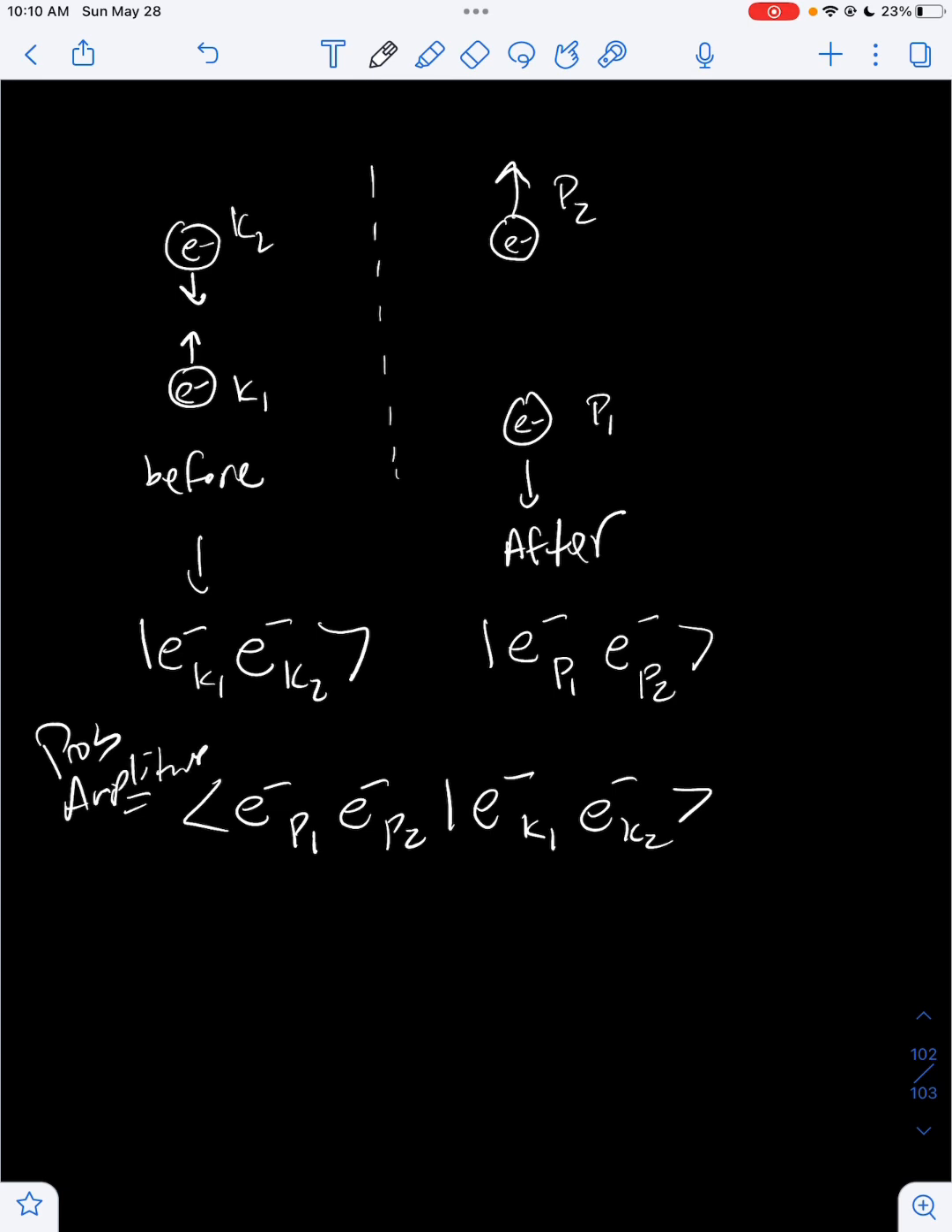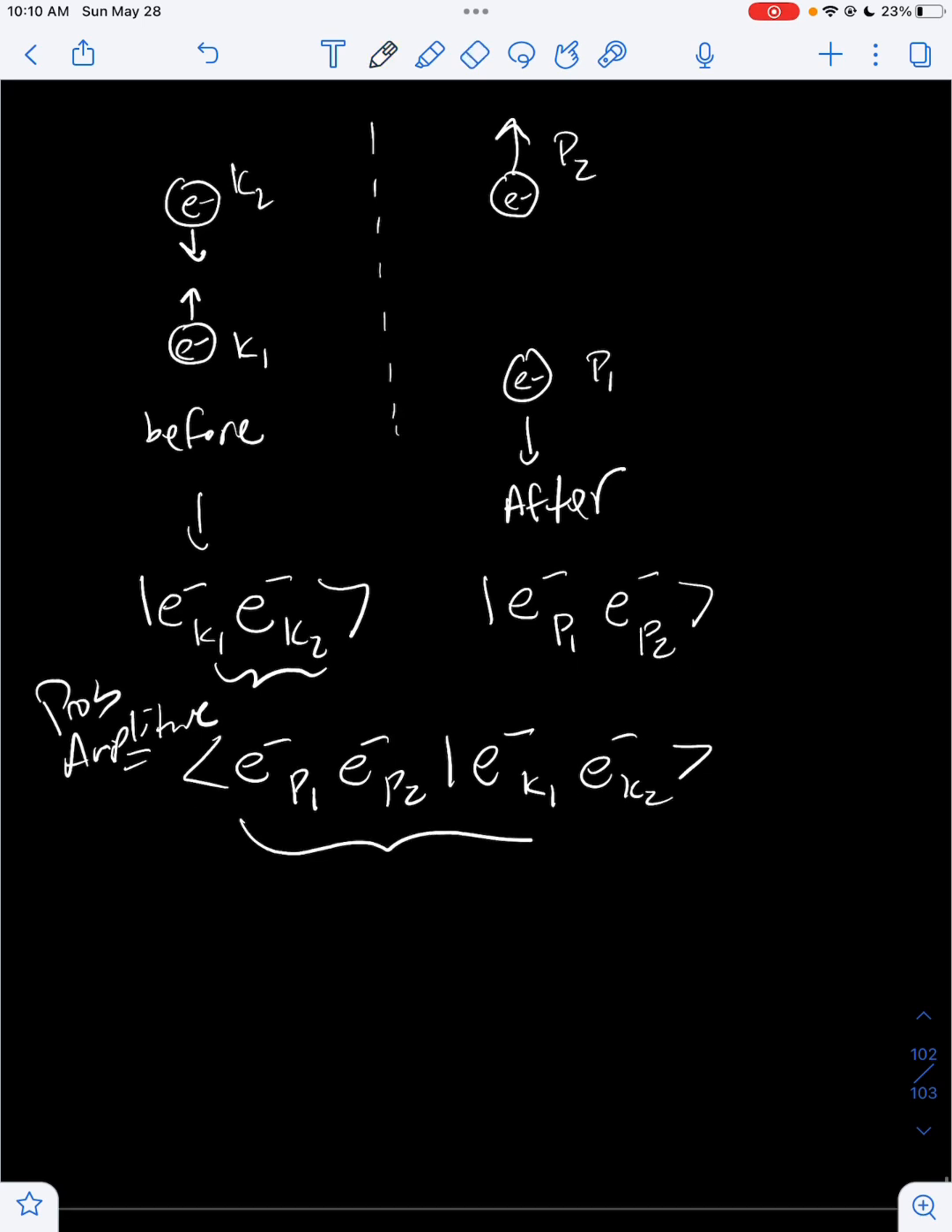Note that we're not saying that this state time evolves to this state. We're saying that this state will time evolve to some general complicated state, which we then measure as this state over here. All right. So how do you find this probability amplitude?